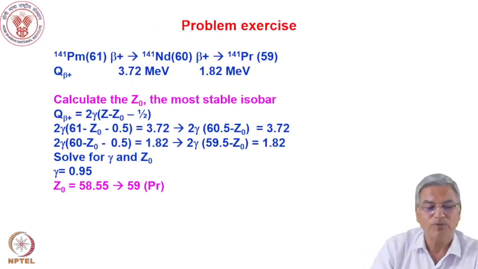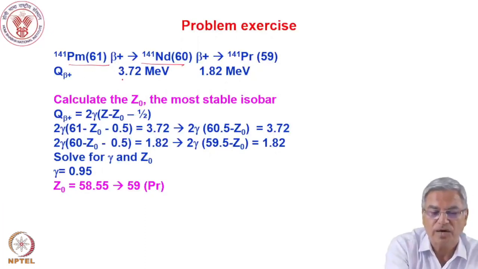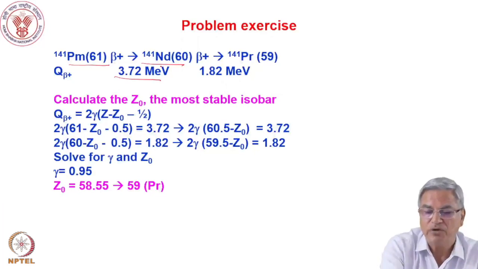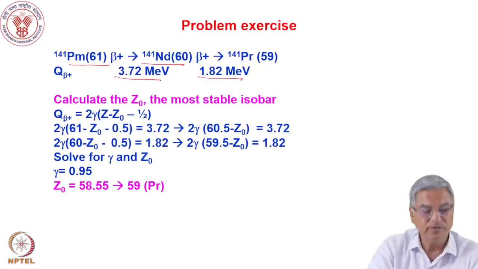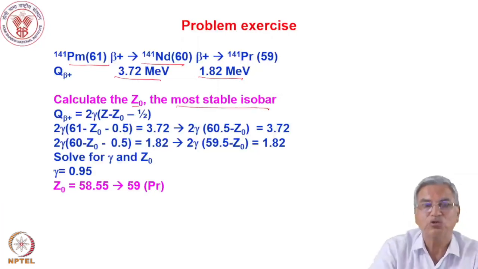We solve a problem here for mass number 141. The Q beta decay values for promethium 141 to neodymium 141 are given here. And for neodymium to praseodymium, the beta values are given. We have to calculate Z0, the most stable isobar, from the information that is given here.